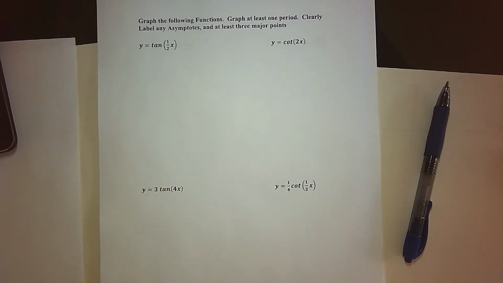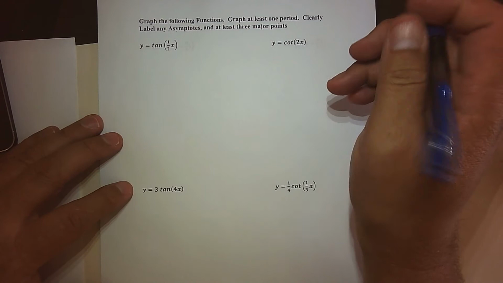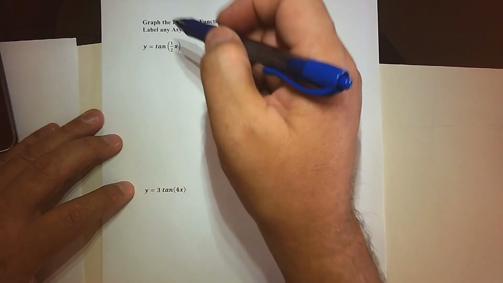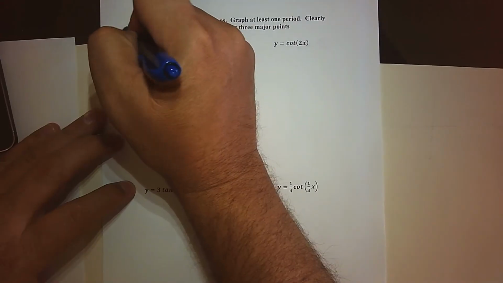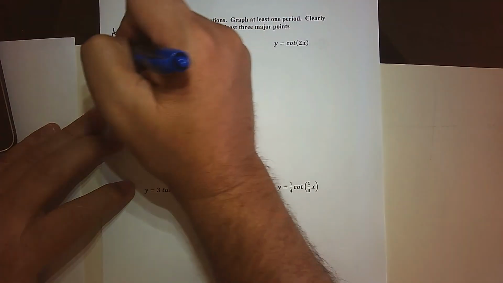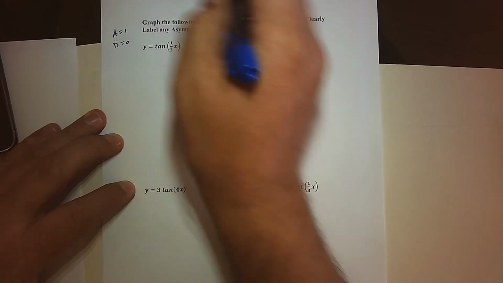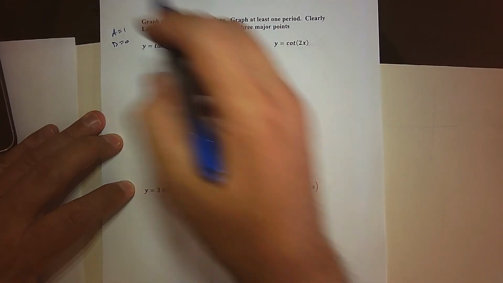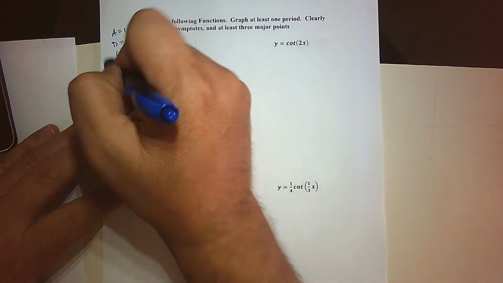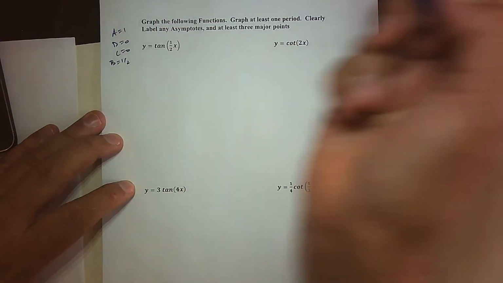Okay, so let's go ahead and practice our transformations. I'll start off relatively simple. Our first one, A is equal to 1, so there's really no vertical stretching or compressing. D is equal to 0, so there's no movement left or right. And C is equal to 0, so we're not shifting this up or down. The only thing we have is that B is equal to a half.